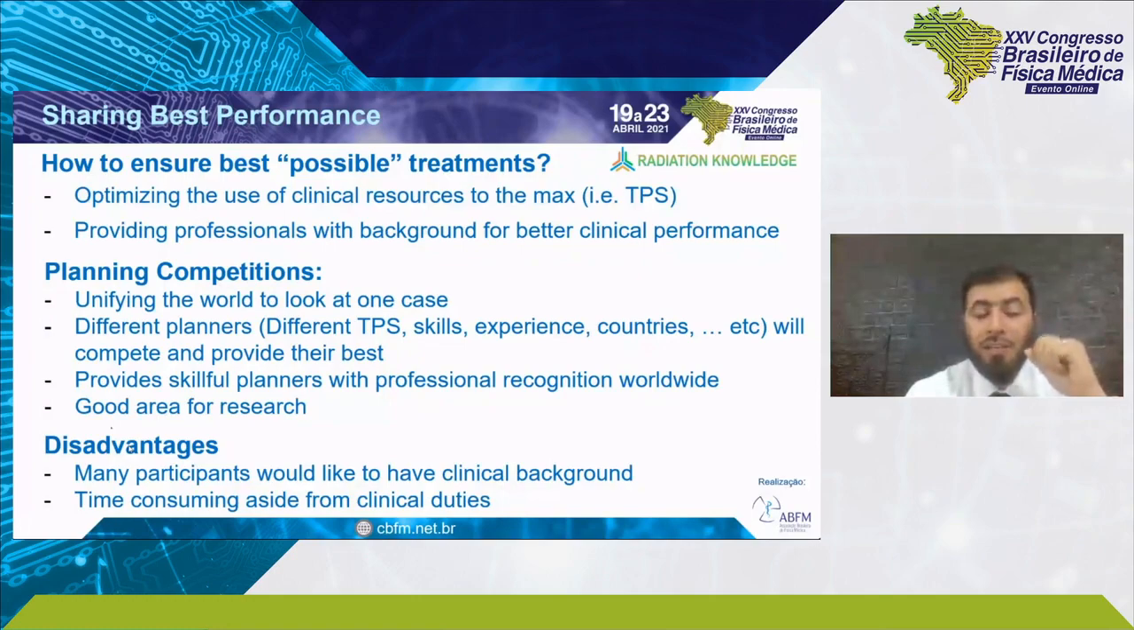Now, if we look at the planning competition as just a competition, it may have some disadvantages, or I would say room for improvement. That is the fact that many participants would like to have clinical background in the beginning. So if I'm a fresh graduate, or I'm a junior physicist or a junior planner, I would like to know, why would you like us to have this kind of dose distribution? I need to know the contouring aspect of it. I would like to have more information about it.